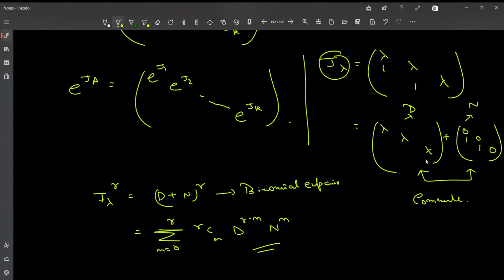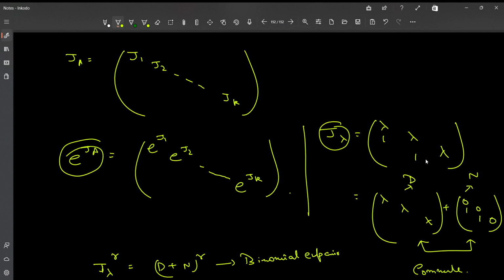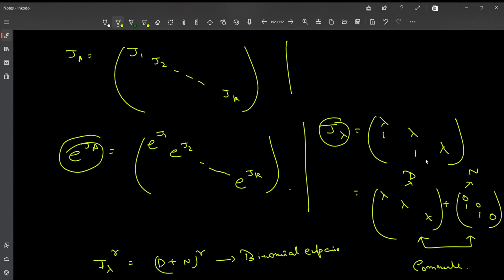If you have calculated the power of J lambda, then calculating the exponential of J lambda also becomes easier, because e to the power J lambda is, by definition, the summation of J lambda to the power n over n factorial. So if you have calculated the exponential of each of these J lambdas, then you can calculate e to the power JA. If you have calculated that, then the matrix you started working with is simply P e to the power JA times P inverse.